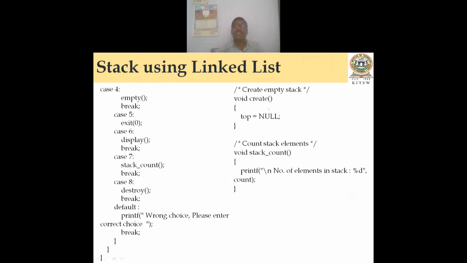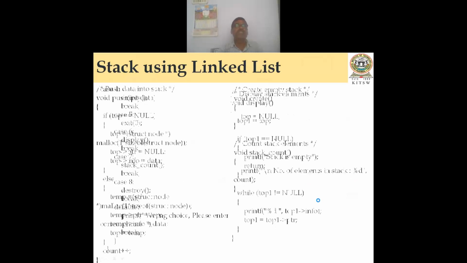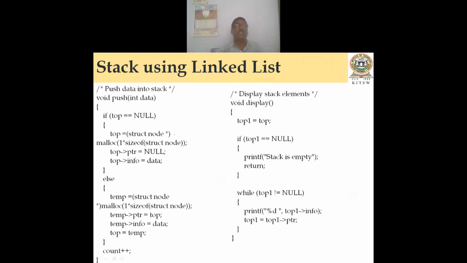Void create: top is equal to null initially. Stack count will count the number of elements, and count is a variable used to keep track of that. Now this is push data. We are pushing the data here. If top is equal to null, then top is equal to the newly created node, top->ptr is equal to null, and top->info is equal to data.